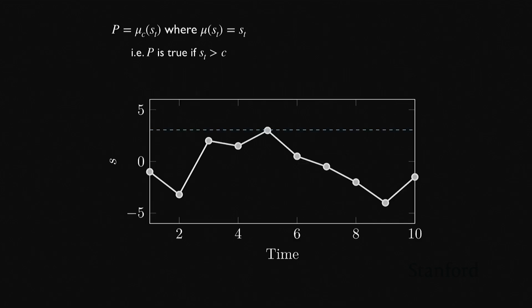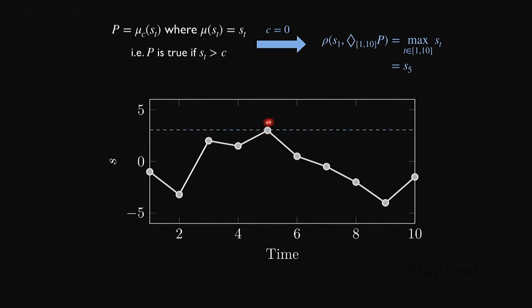Let's look back at this trajectory again and assume again that c equals 0. Let's say we have this formula where we want, between time step 1 and time step 10, P to eventually be true. That's going to end up just being the maximum over all of the values of our state.